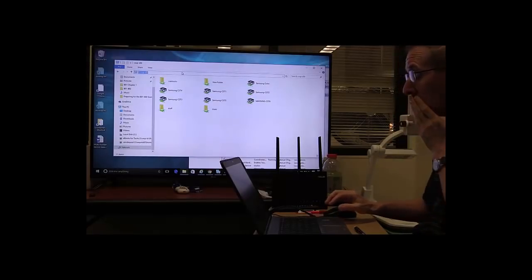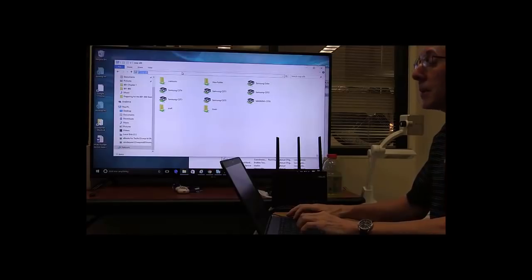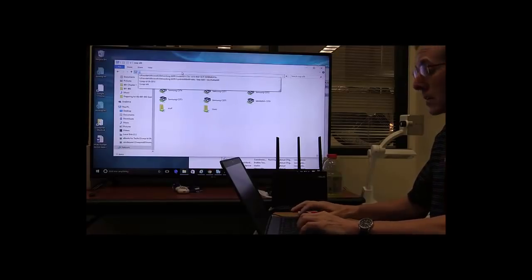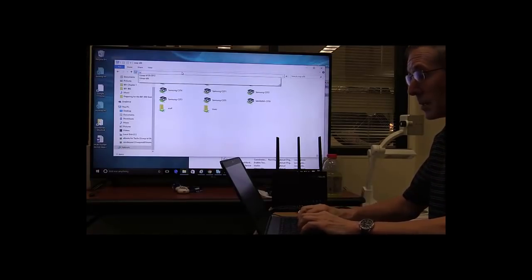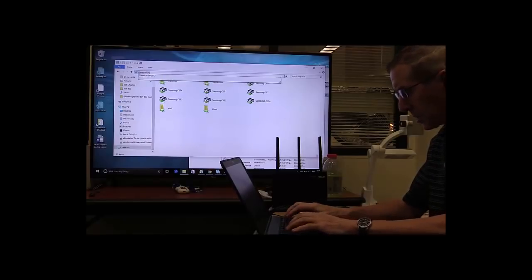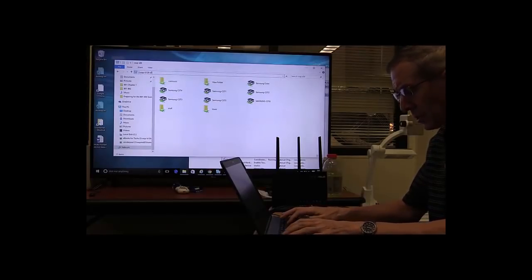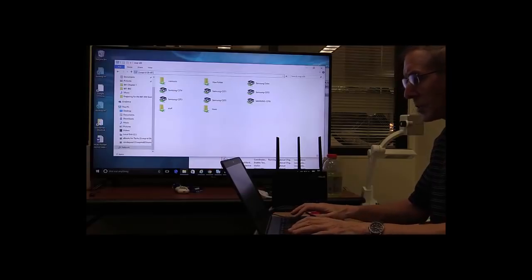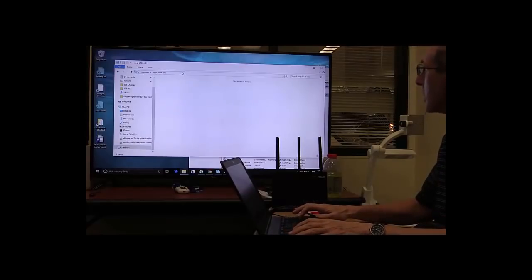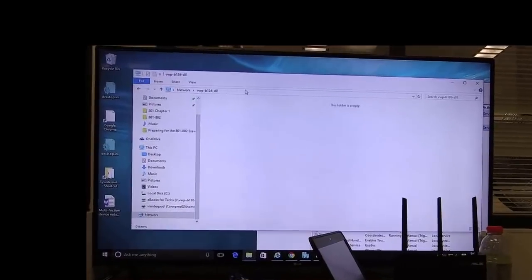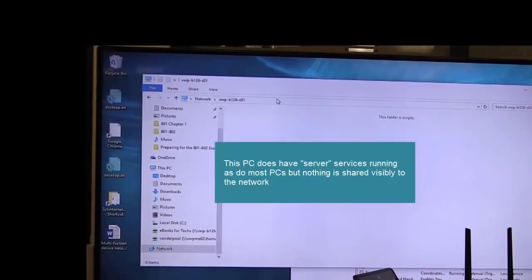I'm going to go look at another device. I'm going to go to VWP. What computer are you at, Isaac? You're at B126 dash... Let's just do SO1. I think SO1 is on. I think that's Jeremy. What do you see? Nothing. I'm looking at Jeremy's from the network. What do you see? Nothing.